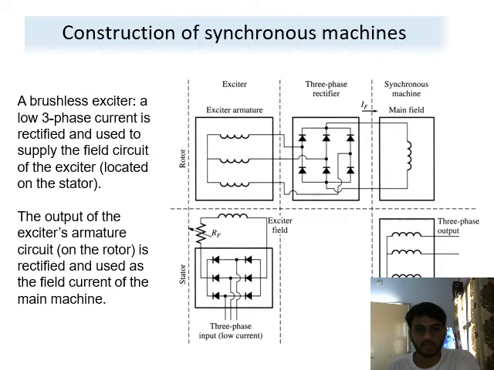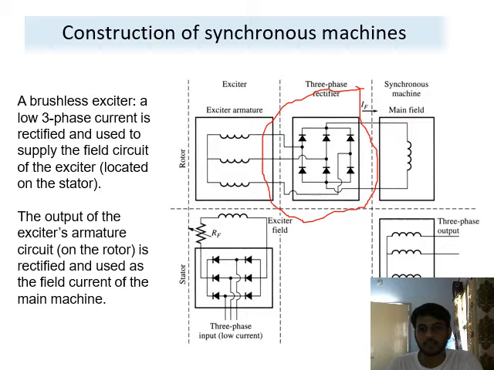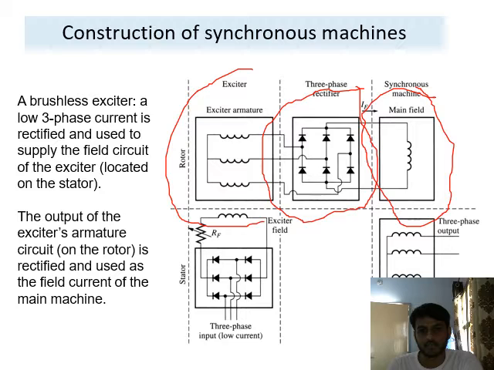So this is the arrangement of how we can supply the DC power to the rotor. We have an exciter armature, and a three-phase rectifier here. This three-phase rectifier converts the AC power into DC and supplies it to the main field. This is how we can make the brushless excitation.